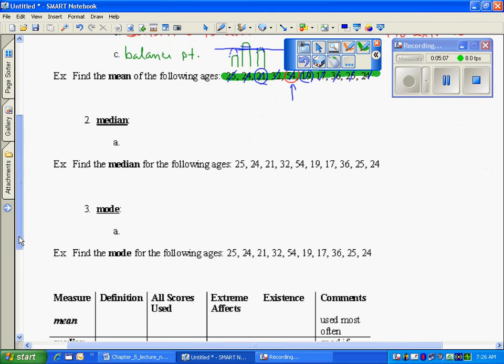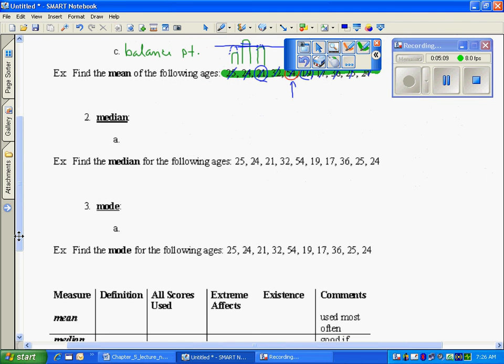Another measure of center is the median, and if you think about the median, it's the halfway point.